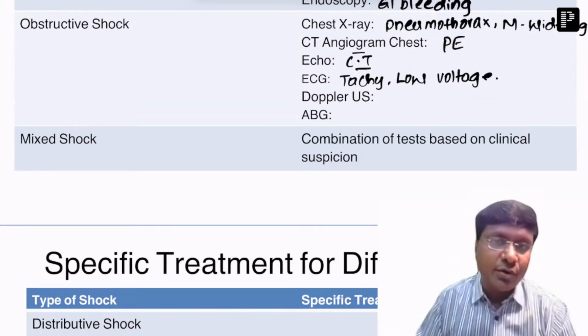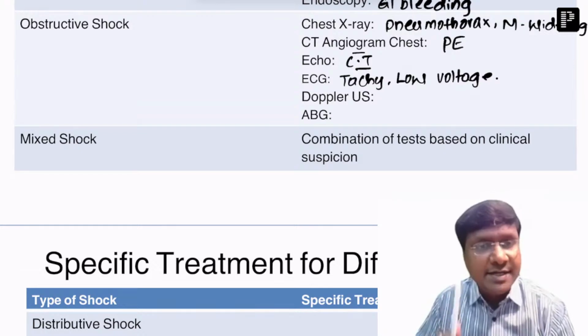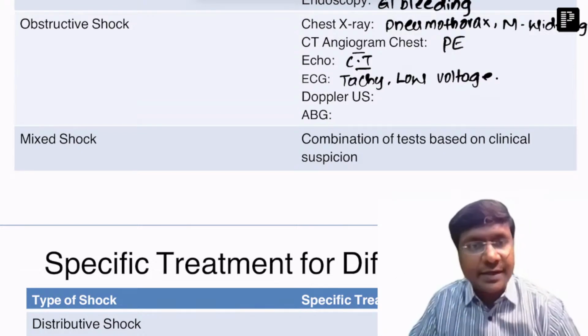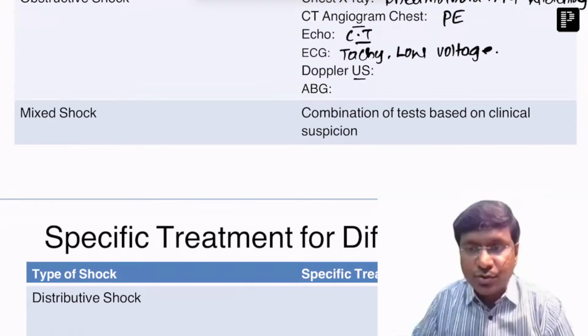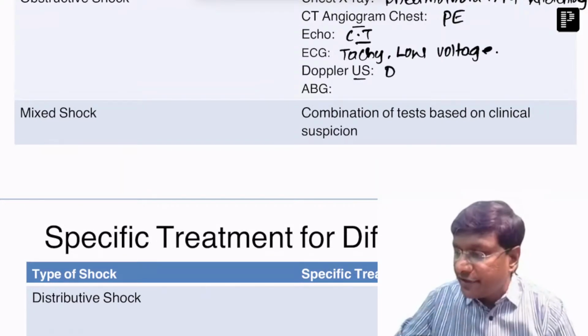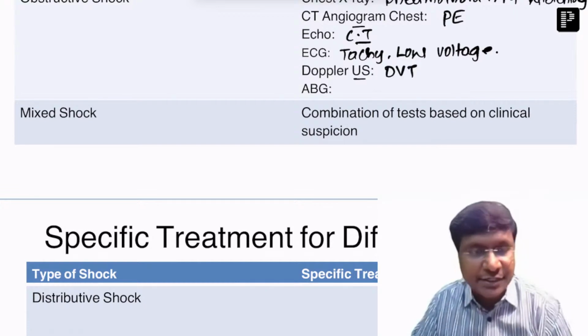And what is the criteria for low voltage complexes? The amplitude of the QRS complex should be less than 5 mm in the limb leads, and amplitude of the QRS complexes in the chest leads should be less than 10 mm. That is the criteria for low voltage complexes. And you need to do a Doppler ultrasonography mainly to rule out deep vein thrombosis, which can be the source for pulmonary embolism causing the obstructive shock.